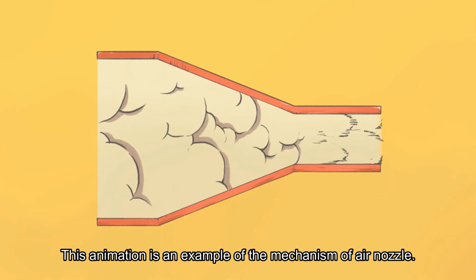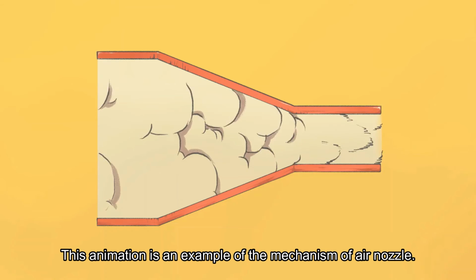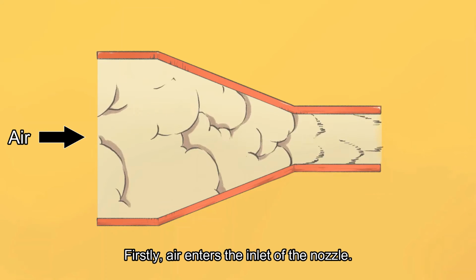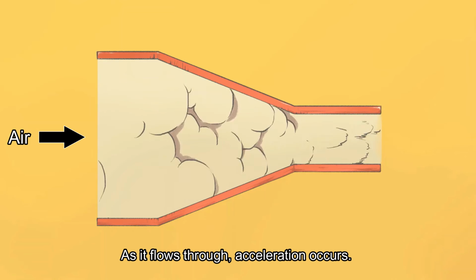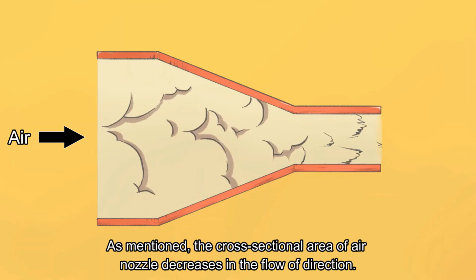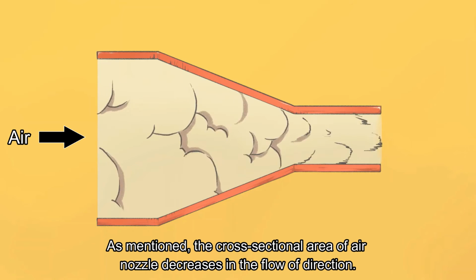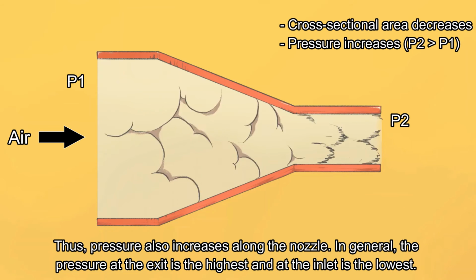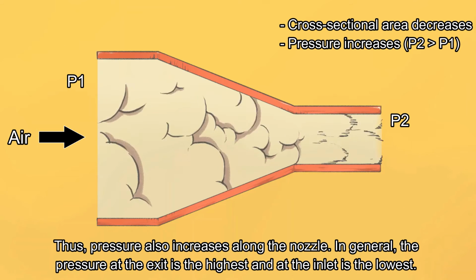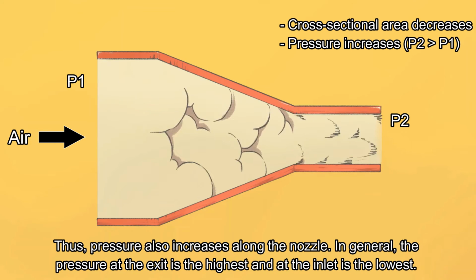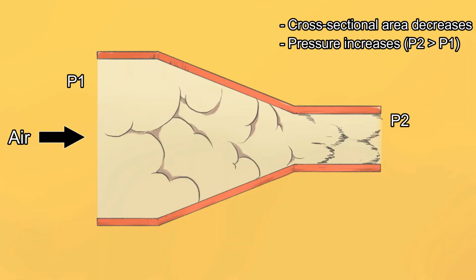So this animation is an example of the mechanism of an air nozzle. Firstly, air enters the inlet of the nozzle. As it flows through, acceleration occurs. As mentioned, the cross-sectional area of an air nozzle decreases in the direction of flow. Thus, pressure also increases along the nozzle. In general, the pressure at the exit is the highest and at the inlet is the lowest.